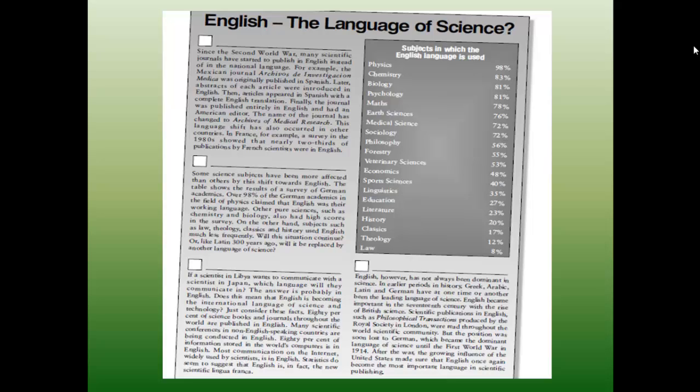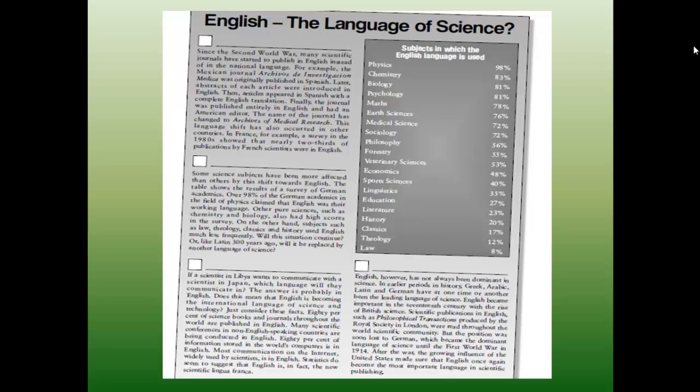80% of science books and journals throughout the world are published in English. Many scientific conferences in non-English speaking countries are being conducted in English. 80% of information stored in the world's computers is in English. Most communication on the internet widely used by scientists is in English. Statistics do seem to suggest that English is, in fact, the new scientific lingua franca.